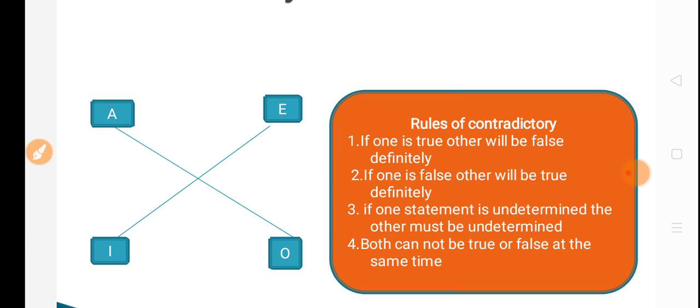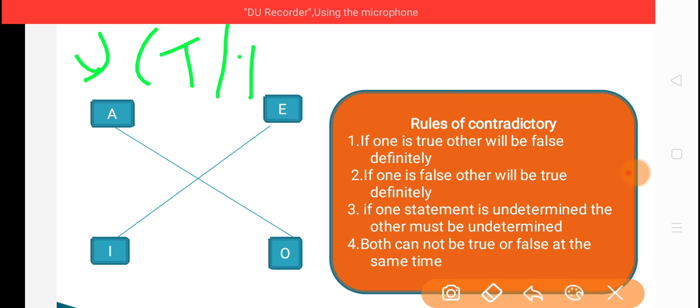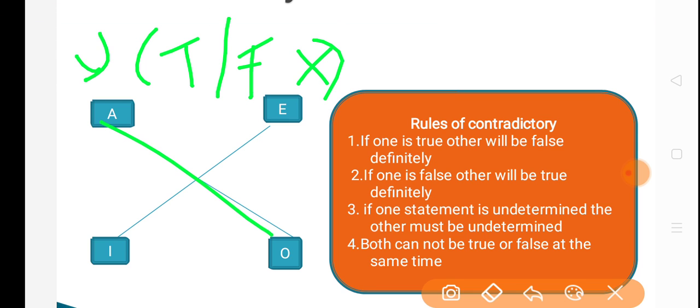Contradictory statements have some rules. The contradictory relation is between A and O and also E and I. The first rule is, if one is true, the other will be false. If one is false, the other will be true, because they are in opposite directions. Then if one is undetermined, we don't know if it's true or false, so we can't predict the other. If it's undetermined, this also will be undetermined.